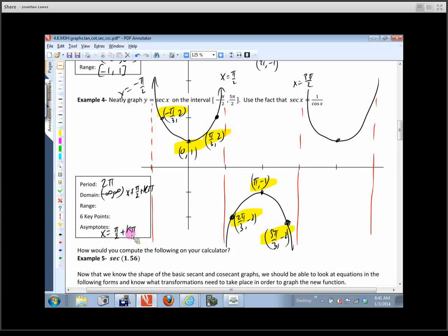If I put a 0 here, remember k can be any integer. If I put a 0 here, I get pi halves. Is pi halves one of my asymptotes? It is. If I put a 1 here, what's 1 pi plus pi halves? 3 pi halves. Isn't that where this one is? If I put a negative 1 here, pi halves minus pi, isn't that negative pi halves where that one is?